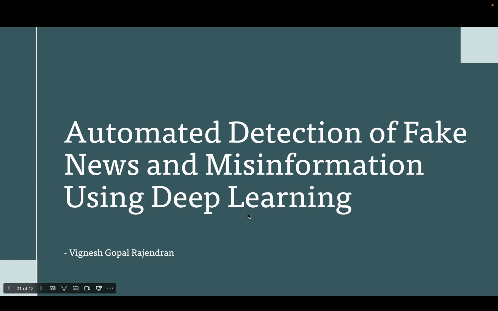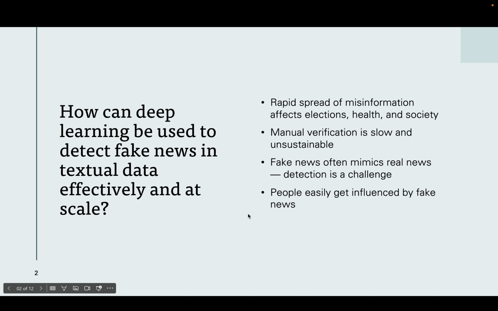Hello everyone. The topic I chose for my final project is to detect fake news using deep learning. We chose to work on fake news detection because it's a pressing real-world problem with far-reaching consequences.